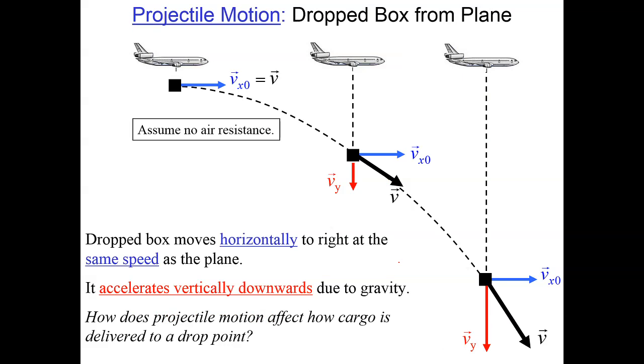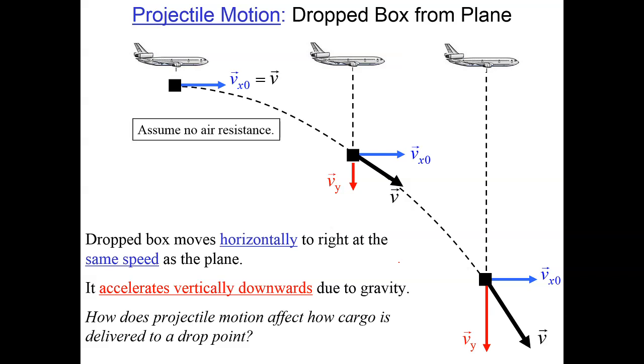Okay, so let's look at a general example here. We're dropping a care package from an airplane, and the plane is traveling to the right at a velocity v, and the package is dropped. That means that the initial velocity is in the x direction, and it's the velocity of the plane, and the velocity in the y direction is 0.